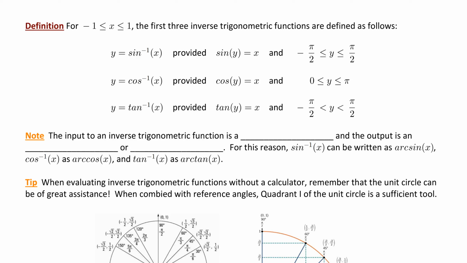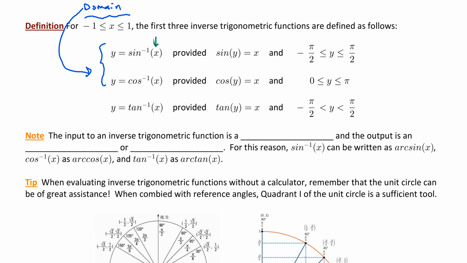For negative 1 less than or equal to x less than or equal to 1, the first three inverse trigonometric functions are defined as follows. Now, this part right here is what we call the domain for inverse sine and inverse cosine. It belongs to these two functions. Because that restriction is upon x, and x is the input to the function, this is a restriction on the argument of the function. That means we can plug in a number between and including negative 1 and 1 into an inverse sine or cosine.